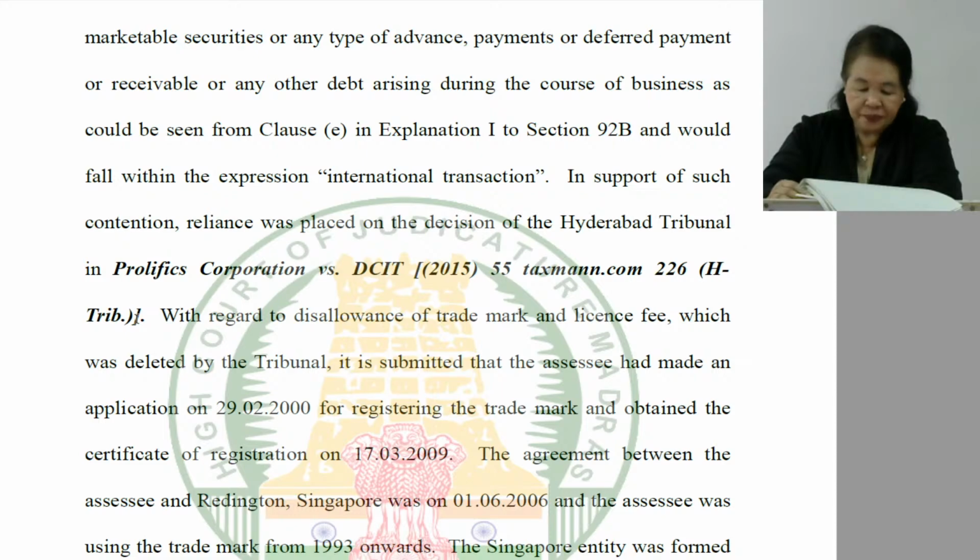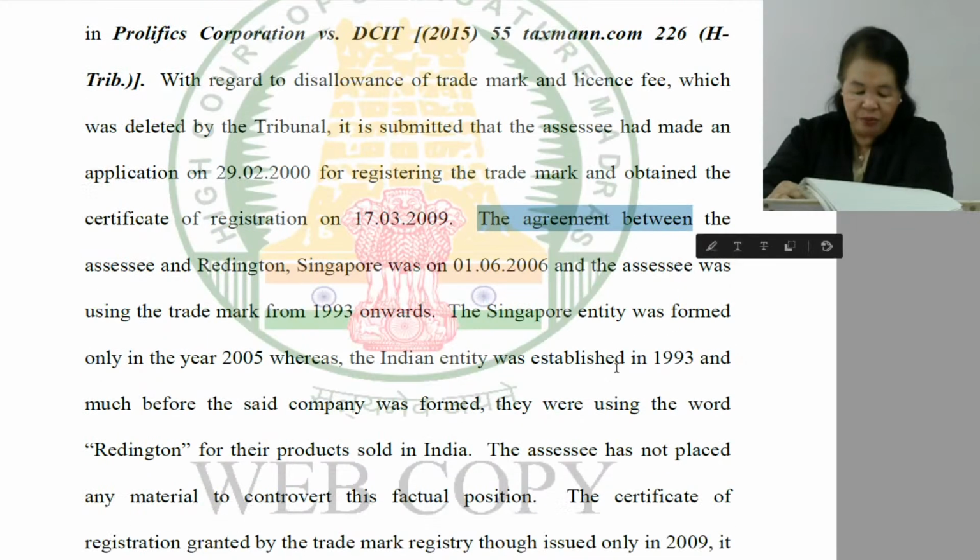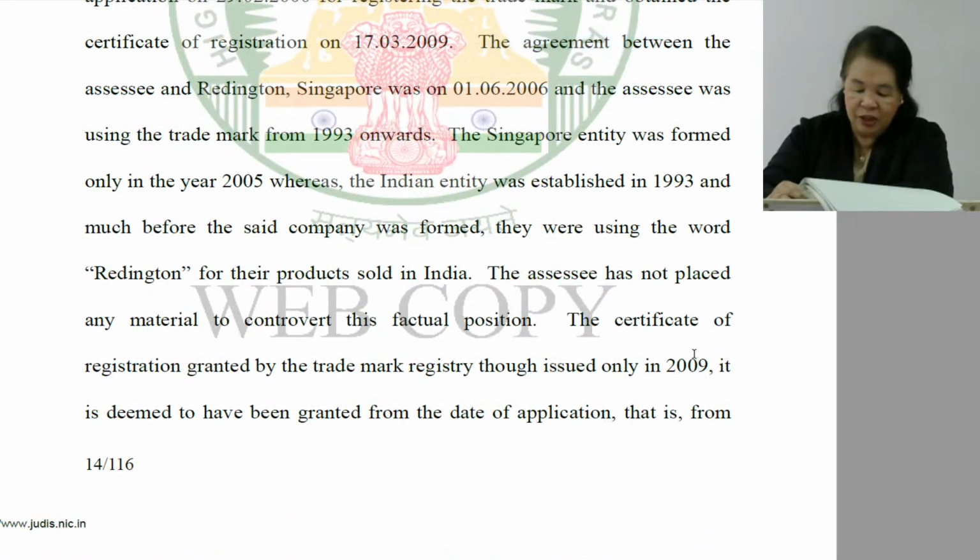And license fee, which was deleted by the tribunal. It is submitted that the assessee had made an application on February 29, 2000 for registering the trademark and obtained the certificate of registration on March 17, 2009. No? So the agreement between the assessee and Redington Singapore was on June 1, 2006, and the assessee was using the trademark from 1993 onwards. No? So mayroon ng trademark at ginagamit na nung assessee 1993 onwards.